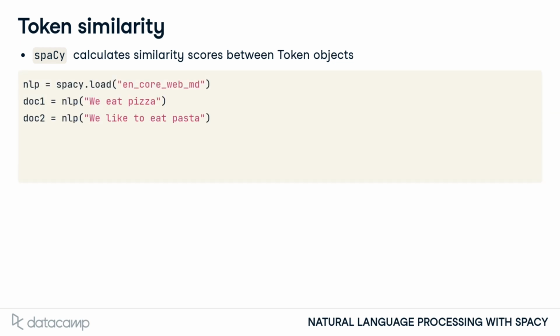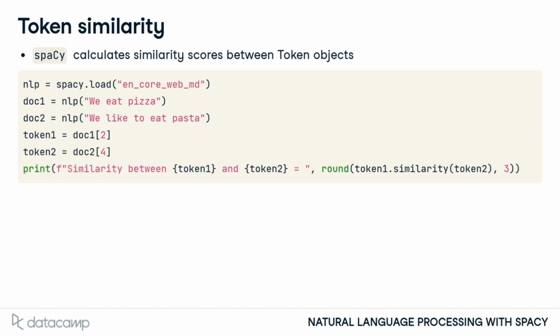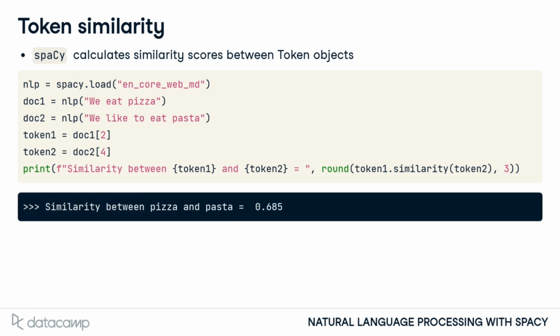Let's say we want to find out whether two words, pizza and pasta, from the sentences "we eat pizza" and "we like to eat pasta" are similar and what their similarity score is. We first create two doc containers per sentence and extract tokens associated to the words pizza and pasta by using indices of each word. Then we use the first token's similarity function to calculate the similarity score between pizza and pasta by calling token1.similarity(token2). According to the word vectors, the tokens pizza and pasta are somewhat similar and receive a similarity score of 0.685.